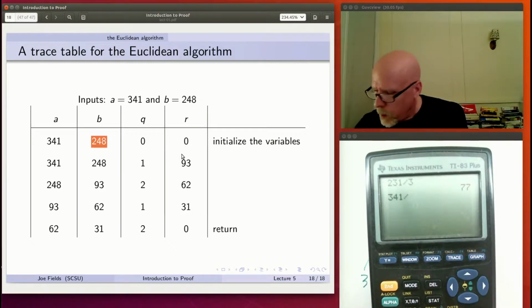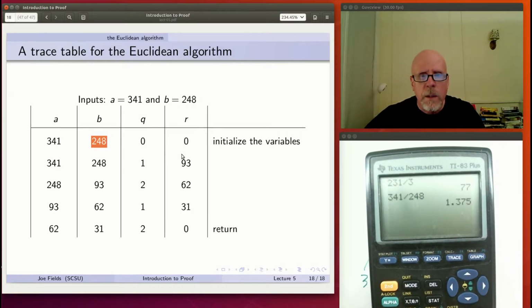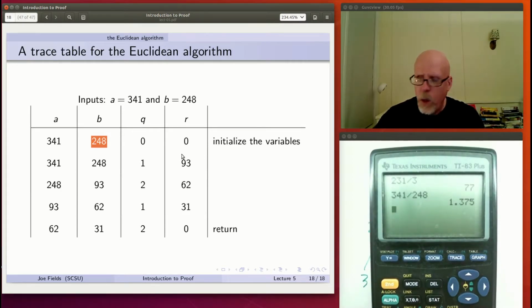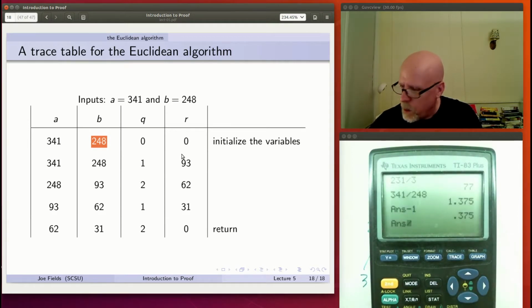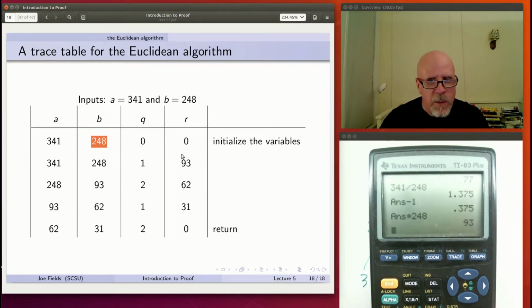341 divided by 248 is 1.375. The 1 in there tells you what the quotient is, 1. And the 0.375 tells you what the remainder is. But do it this way. Subtract away the 1, so you just get the decimal part of that number. And then multiply it by the thing you were dividing by. We were dividing by, was it 248? So, whoops, I said times. I want to multiply by 248. Because that 0.375 on the end is really 93 over 248. It's the remainder over the divisor. Yeah, so there you go. Quotient is 1, remainder is 93.